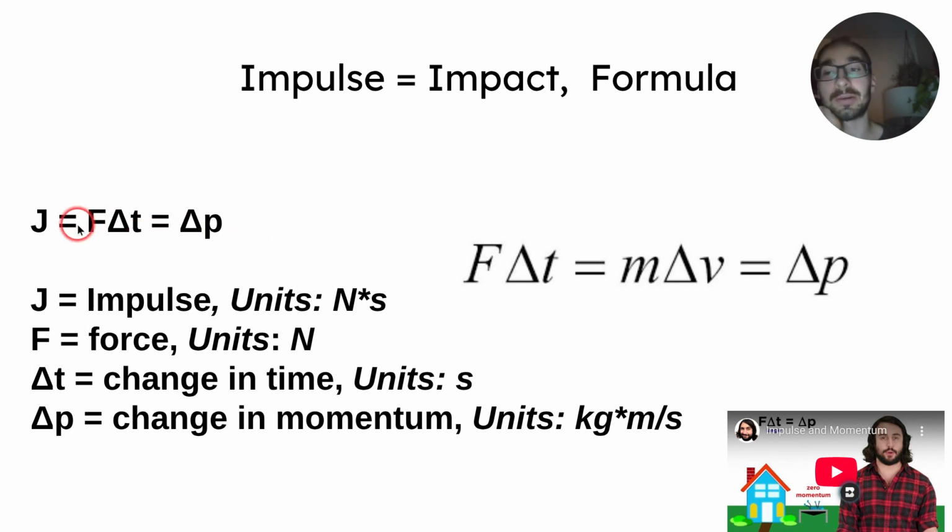And just a reminder, instead of I being for impulse, I is already taken, it's inertia, so they use J for impulse. And then impulse is force times change in time, and that is equal to the change in momentum of an object. The units are newtons times seconds, or the units for momentum. So there's 2 different options for units. Yep, and then please answer number 1 and 2 in your notes.